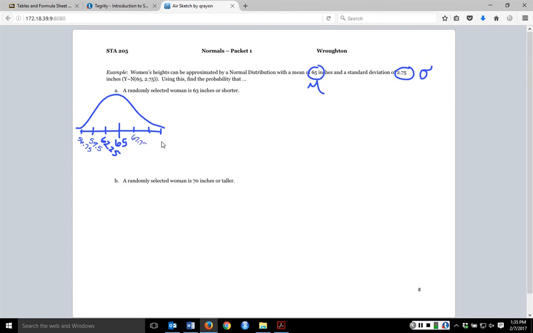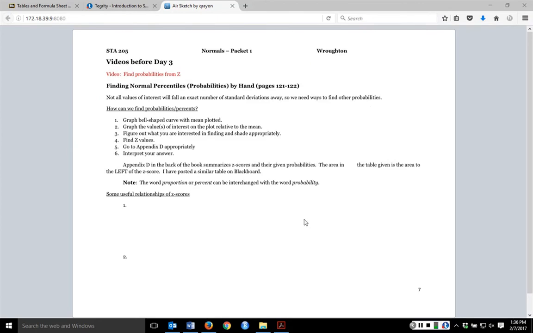I'm going to do the same thing by adding that 2.75. So we get 67.75, 70.5, and 73.25. So we have the first step done.